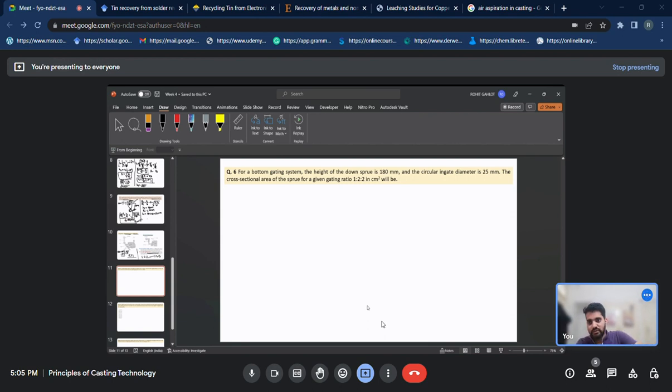So let's move to problem number 6. It says for a bottom gating system, the height of the down sprue is 180 mm, and the circular ingate diameter is 25 mm. The cross-sectional area of the sprue for a given gating ratio 1 is to 2 is to 2 in centimeter square will be.